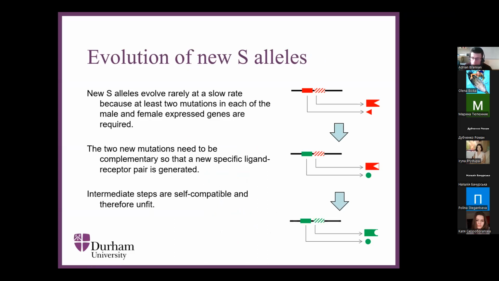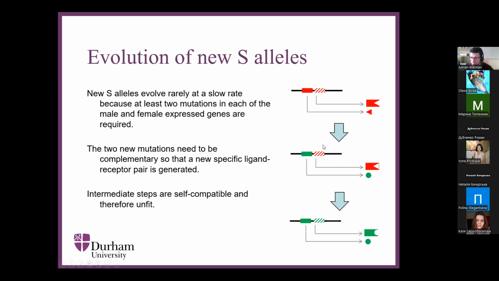In terms of the evolution of self-incompatibility systems, they evolve in fairly unique ways, very interesting. One feature is that it's very difficult to evolve a new specific S allele specificity, because typically evolution takes place one mutation at a time. And so if you have a mutation that changes the specificity of either the male or the female partner, it will no longer be recognized by the other partner that hasn't changed yet.